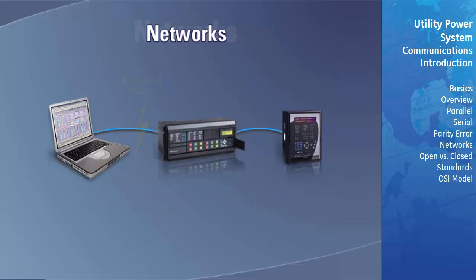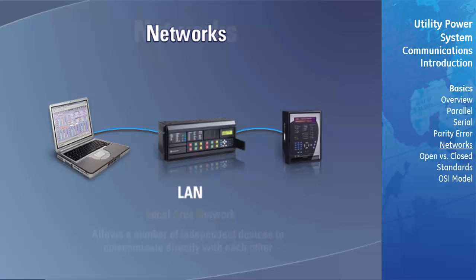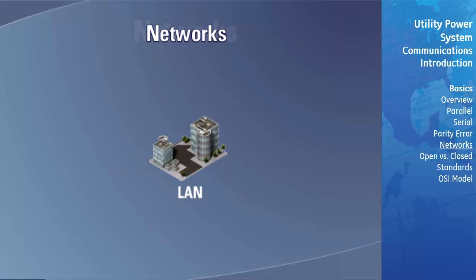These serial links are referred to as a LAN. LAN is an abbreviation for Local Area Network. Typically, a LAN is all of the components that make up a data communication system, which allows a number of independent devices to communicate directly with each other. This connection is generally over a small geographic area, such as a building.